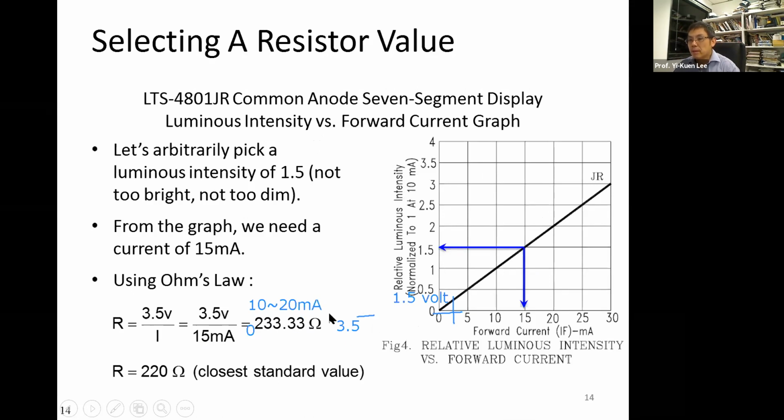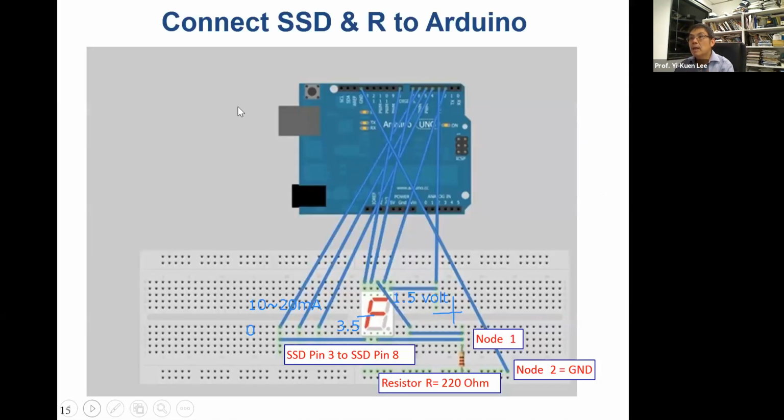233 ohm. Okay, so you pick this kind of resistor, and for the Arduino kit, you actually have a standard resistor value of 220 ohm, or this is a close standard value in your Arduino kit. So this is something you can use to build this Arduino circuit with the 7-segment display with LED to make it work. Okay.